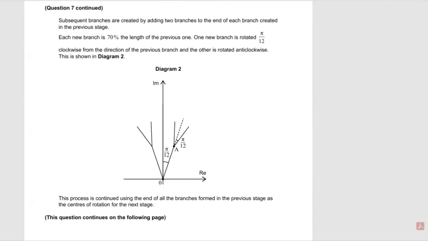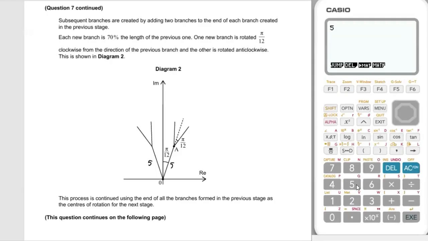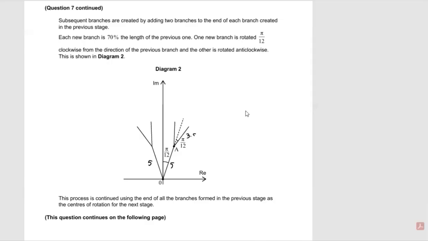Subsequent branches are created by adding 2 branches to the end of each branch created in the previous stage. Okay, we can see from each branch, 2 more form. Each new branch is 70% of the length of the previous one. Okay, so like this was a 5. This is a 5 as well. So we can check what's going on. 5 times 70%, so 0.7, and that's going to be 3.5. So each of these are 3.5, 3.5, 3.5, and 3.5, right?